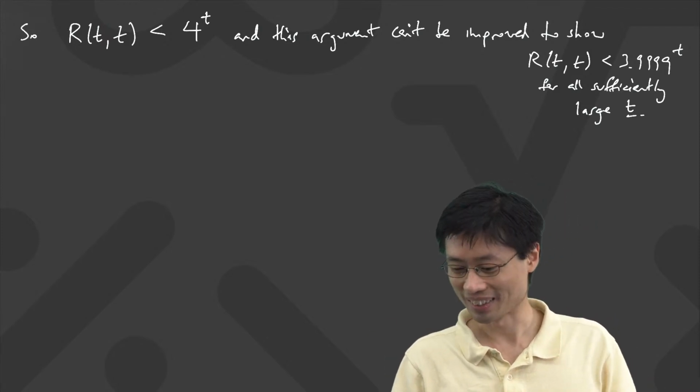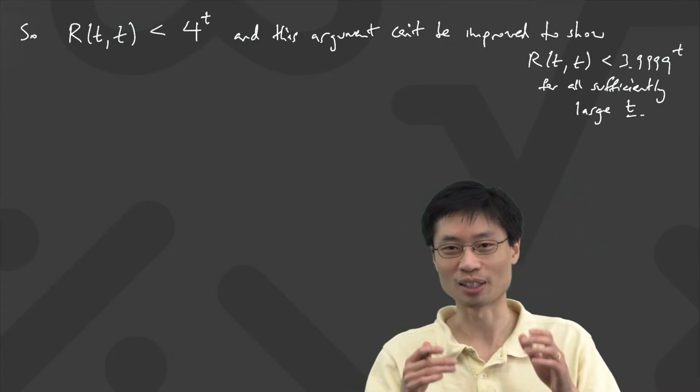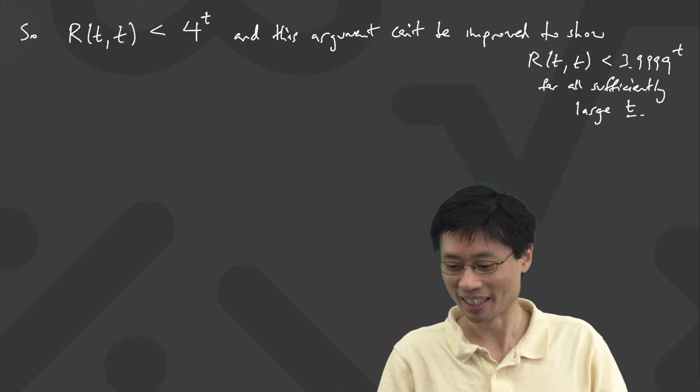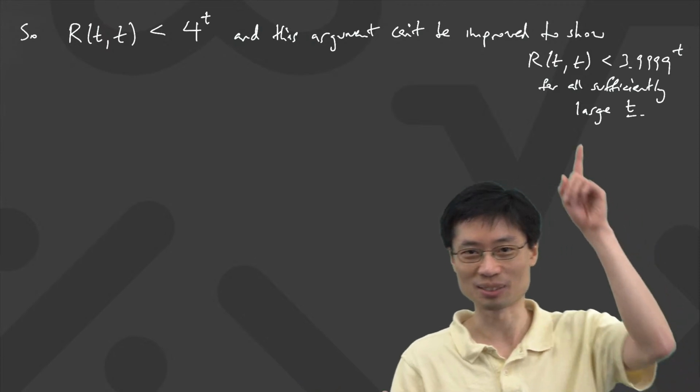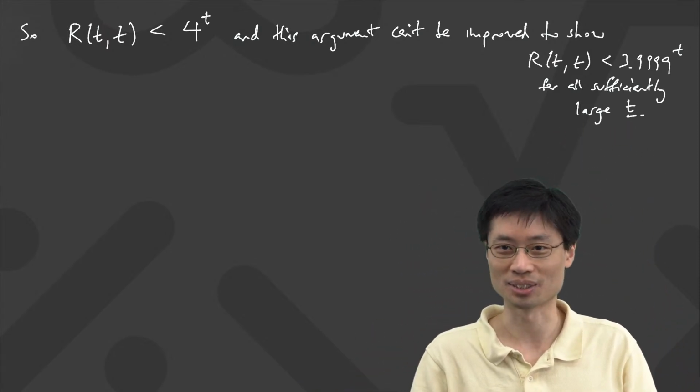Actually, it was the equivalent of Reddit back then, but on April 1st, a long, long time ago, on a website that was the equivalent of Reddit, it was called Slashdot. Someone posted something saying, here's a proof that R(t,t) is less than 3.9999 to the power t, because that would be cool. But it was April 1st, so it wasn't true.